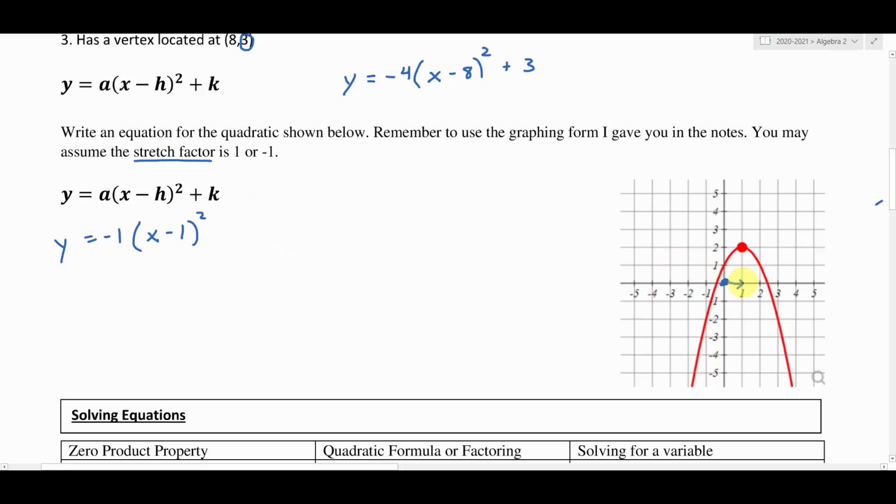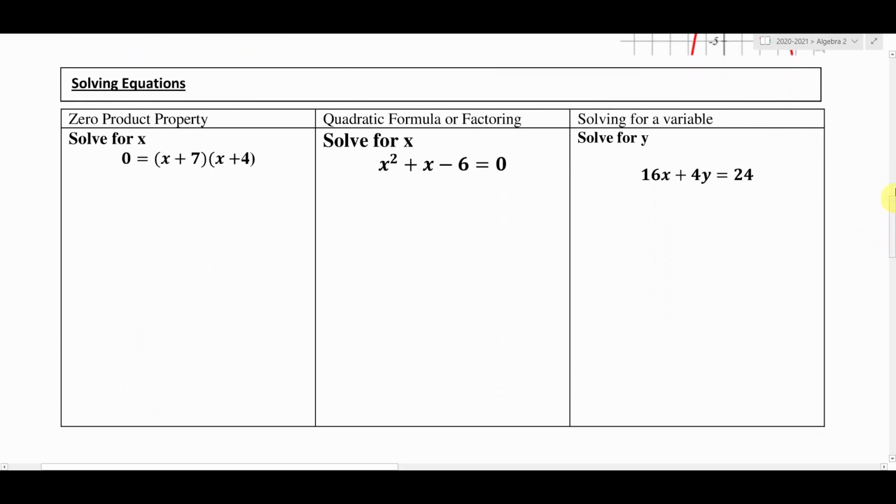And then it moved up 2. So that means the k value, which controls our vertical shift, is going to be plus 2. And that's it. That's my equation. Okay, so let's look at solving equations.